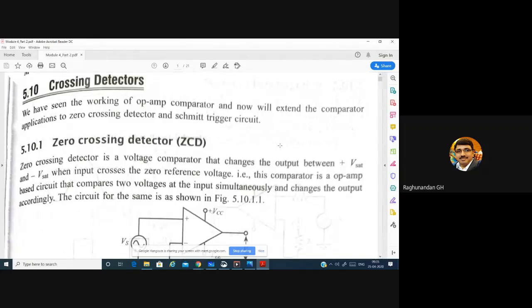Comparator means, we have studied, that it is going to compare between the two input terminals of the op amp and give the possible output. If the positive terminal, that is the non-inverting terminal voltage, is greater than the negative terminal voltage, then the output is taken as positive. If the negative terminal voltage, that is the inverting terminal voltage, is greater than the positive terminal voltage, then the output is taken as negative. And you have seen that the output goes to positive saturation whenever the non-inverting terminal is greater than the negative terminal, that is the inverting terminal.